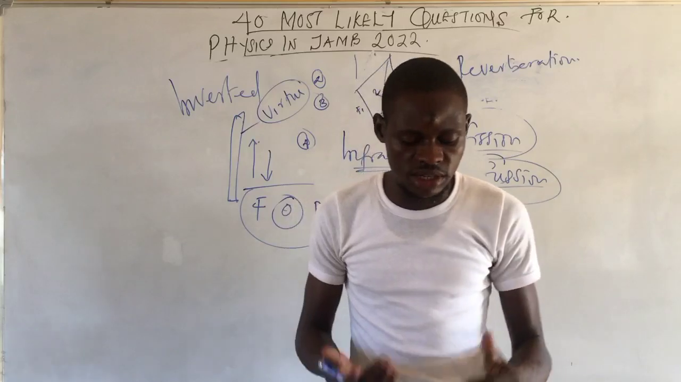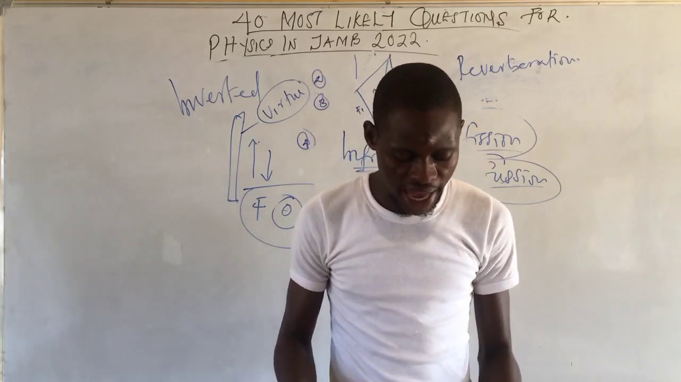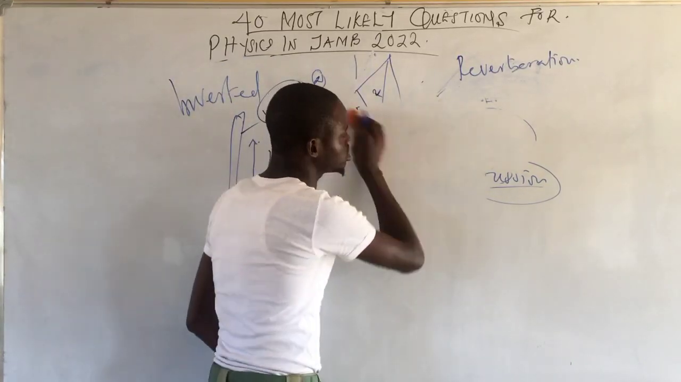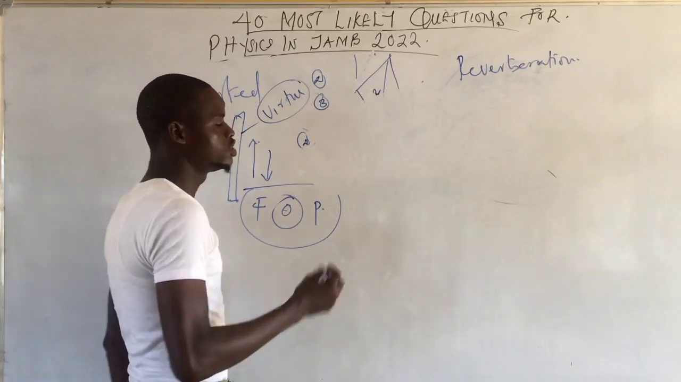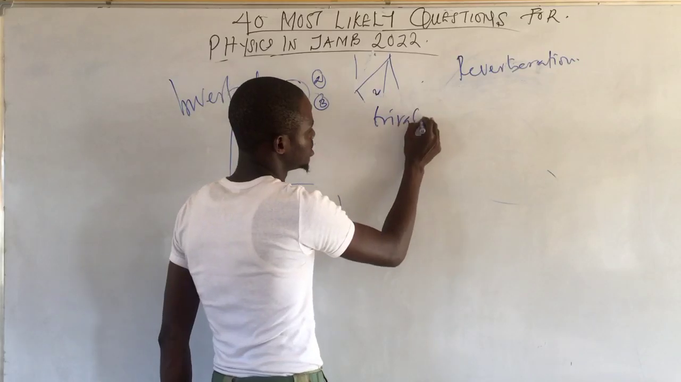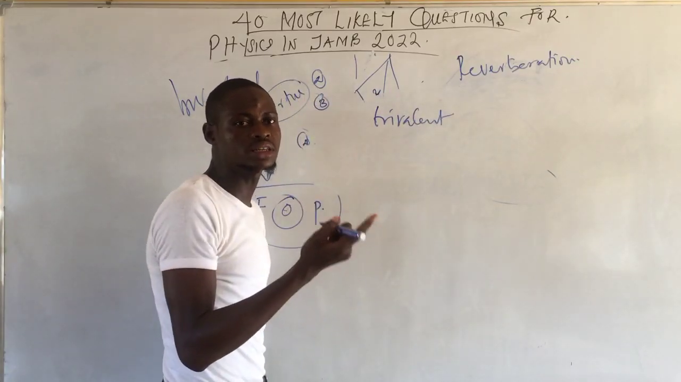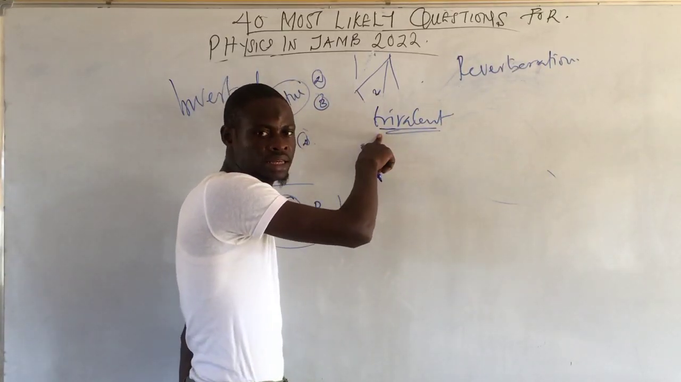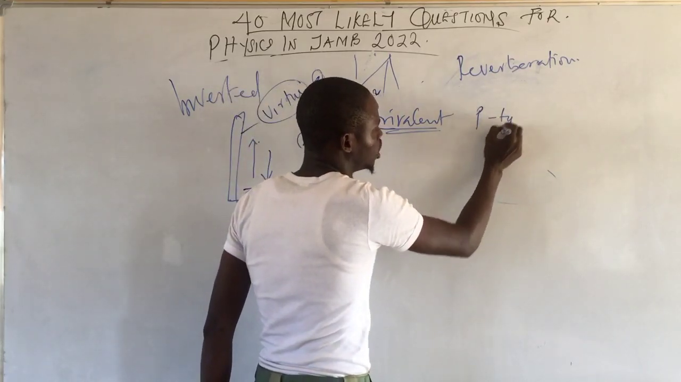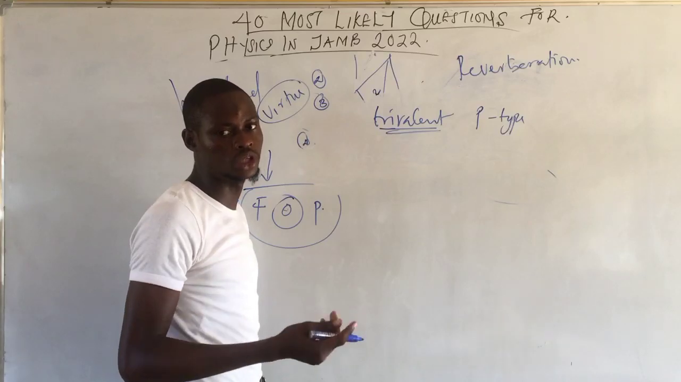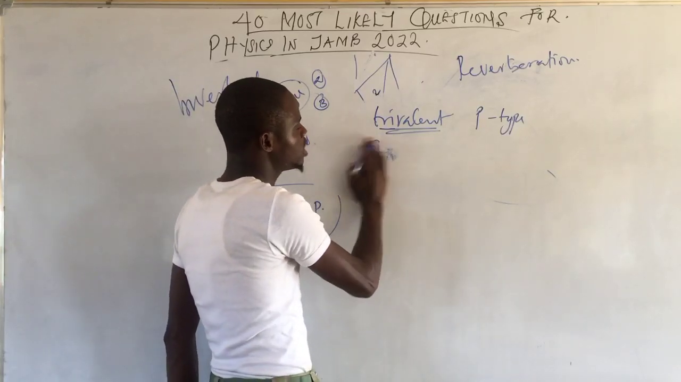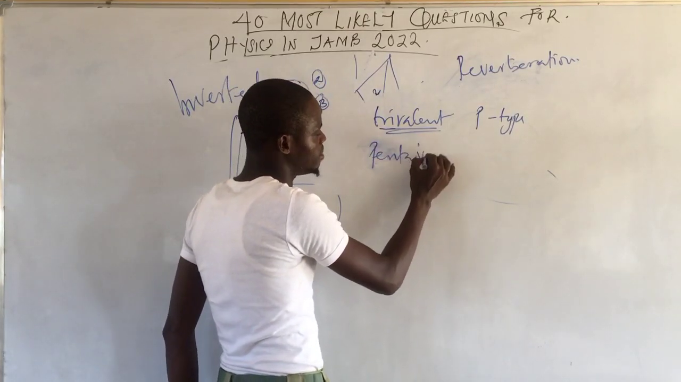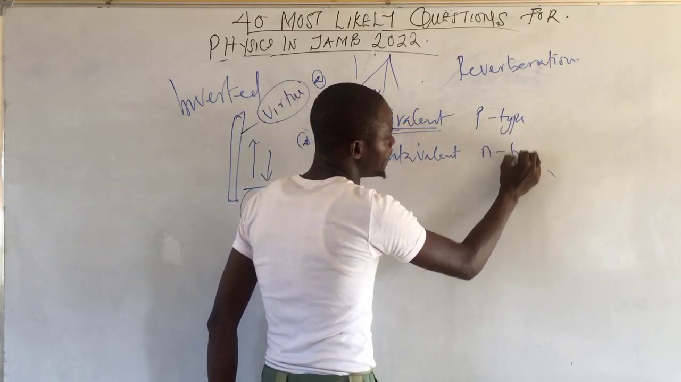They said, pure silicon can be converted to a P-type material by adding a controlled amount of what? Let me briefly explain this so that you can understand. Normally, the answer should be a trivalent element. Pure silicon can be doped with a trivalent element. If pure silicon is doped with a trivalent element, it is going to produce a P-type semiconductor. But if pure silicon is doped with a pentavalent element, then it is going to produce an N-type semiconductor.